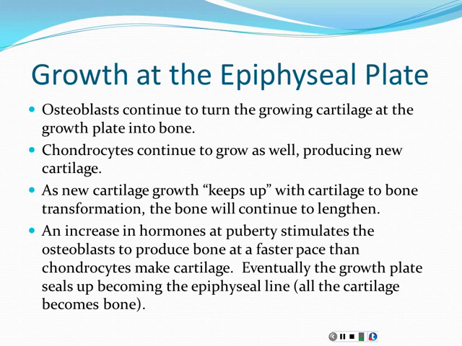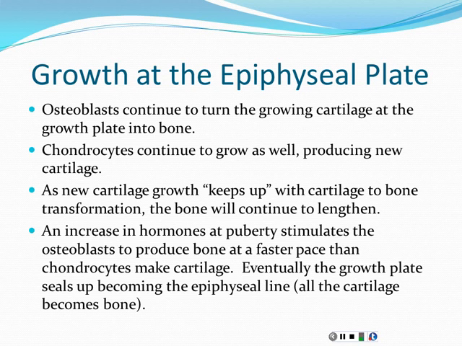And the reason for that is the chondrocytes, which are the cells that produce cartilage, they're producing new cartilage just as fast as that cartilage is being transformed into bone. So in a race, they're always keeping up with each other. So new cartilage and new bone are sort of staying neck and neck. So the bone gets longer and longer.